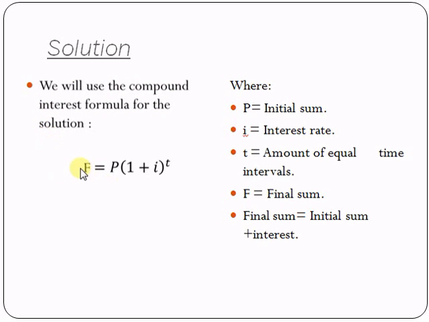solution. And the formula is as follows: F is equal to P times (1 + I) to the power of t, where P is the initial sum, I is the interest rate, t is the number of time intervals, and F is the final sum. And the final sum is the initial sum plus the interest.